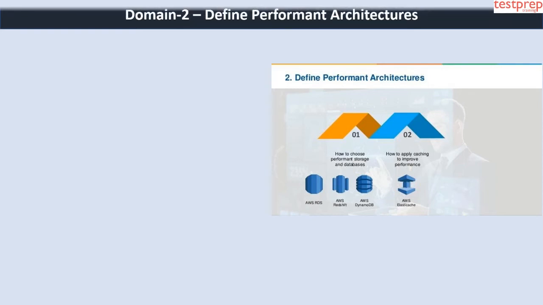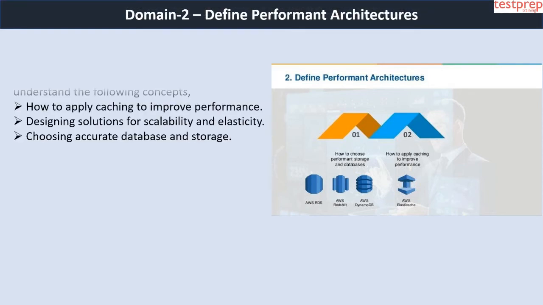Domain 2, define performant architectures. To score well in this domain, you need to understand the following concepts. First, how to apply caching to improve performance. Second, designing solutions for scalability and elasticity. Third, choosing accurate database and storage.